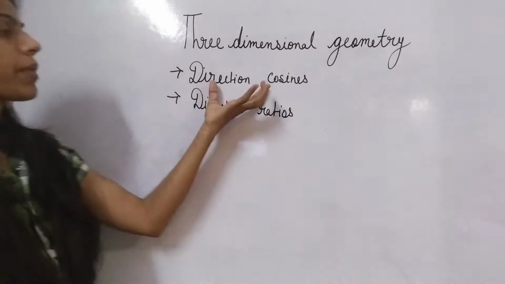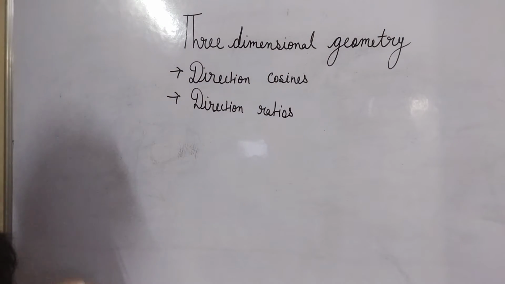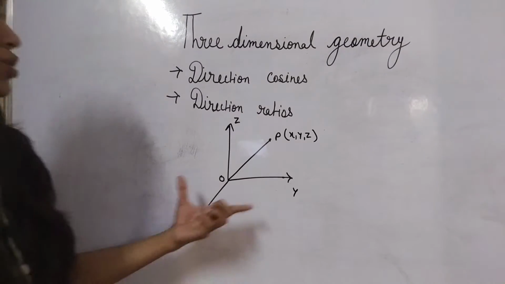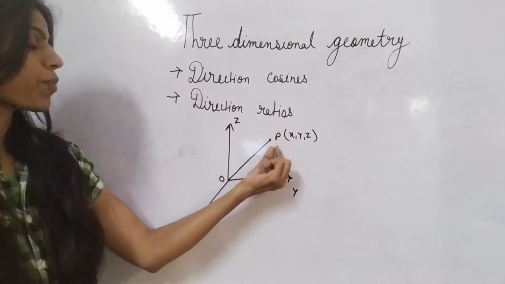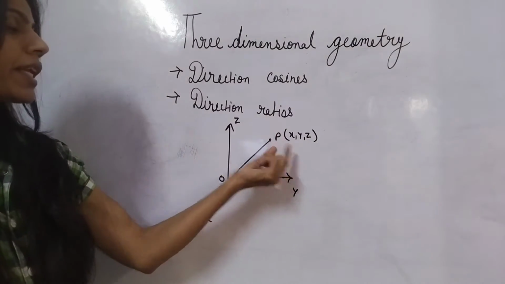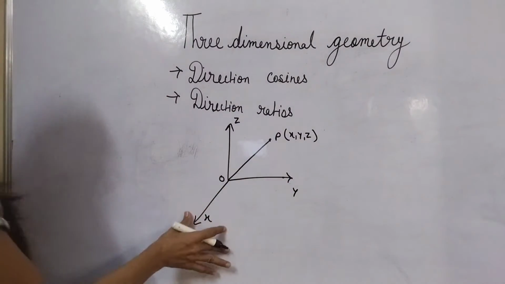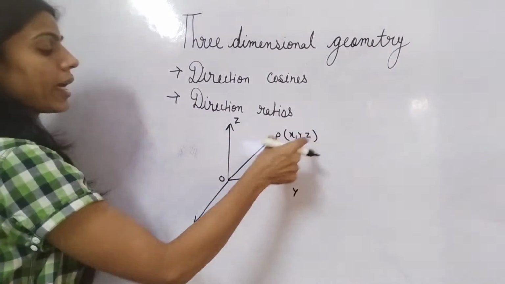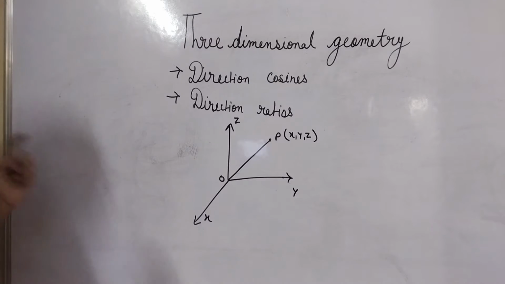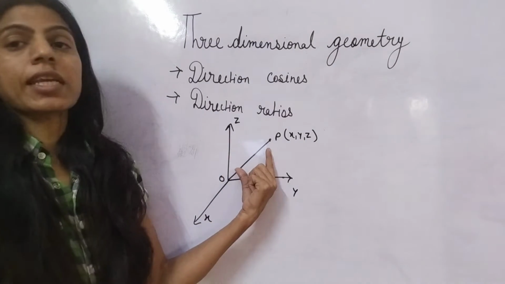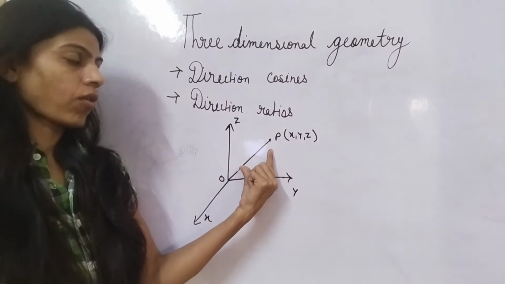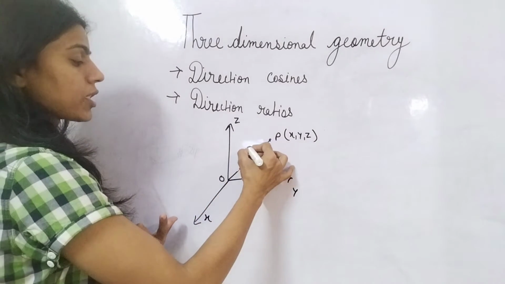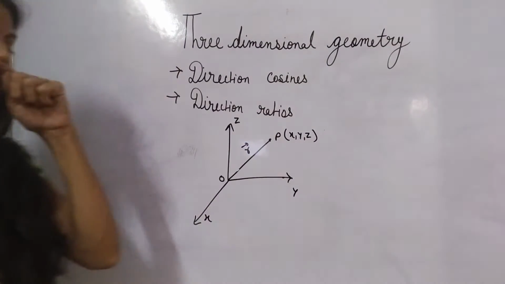So what is the meaning of direction cosines, students? First I will draw the diagram, then I will explain. So students, suppose this is a point P which is located in 3D. This is x axis, y axis and z axis. Here we have a point P. And students, suppose OP is representing the position vector of this point with respect to x, y and z, right? So this r is representing the position vector, right?